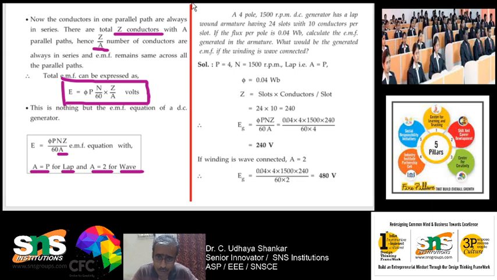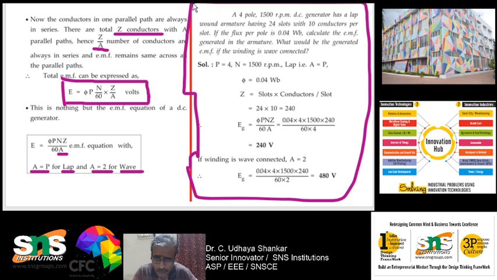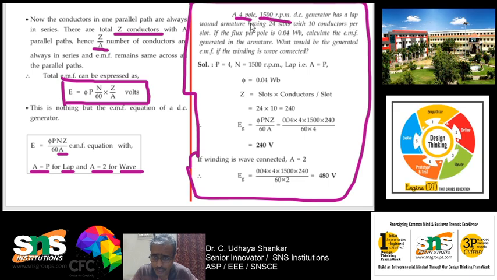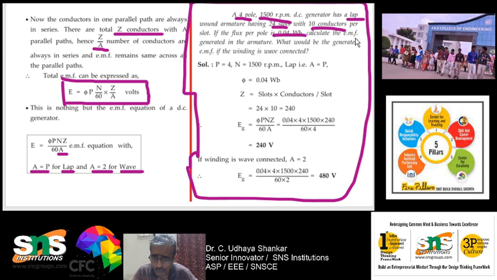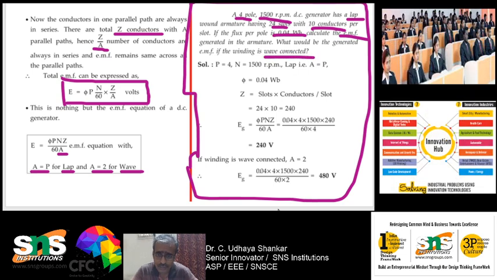So we will just solve one problem. This is a sample problem, and many sample problems are there. A generator has 4 poles and is running at 1500 rpm, and it is lap wound, which is very important. It has 24 slots with 10 conductors per slot. The flux produced is 0.04 Weber, and we have to calculate the EMF generated by the armature and what the EMF would be if it is wave connected.